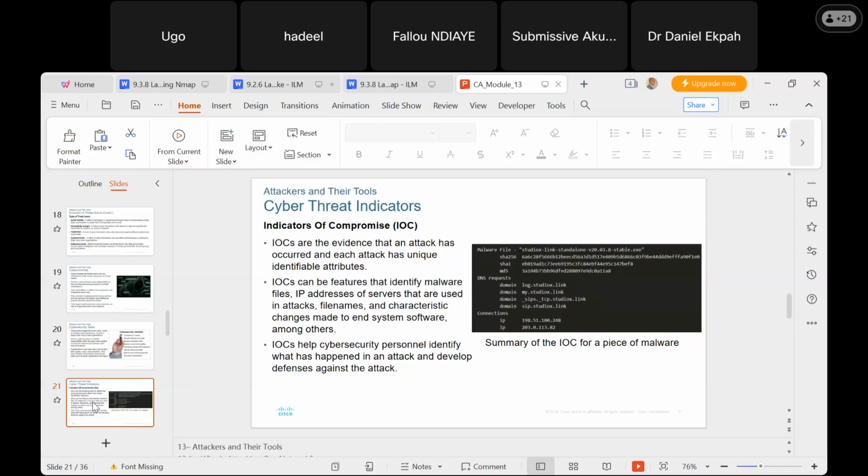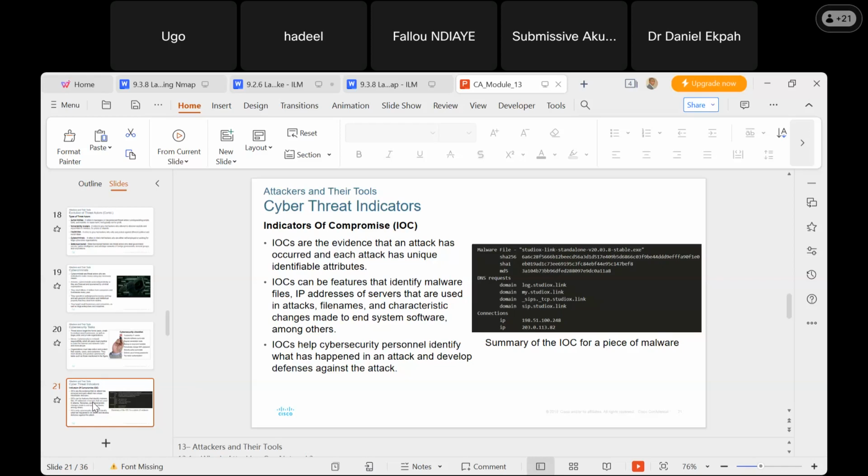So the indicators of compromise can be features that identify malware, malware files, IP addresses of servers that are used in an attack, file names and characteristic changes made to end system software, among others. So the indicators of compromise also, in this case, help cybersecurity personnel to identify what has happened in an attack and develop defenses against this attack. So these are actually indicators of compromise.